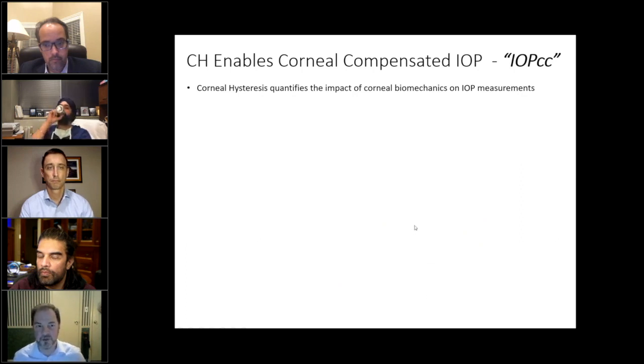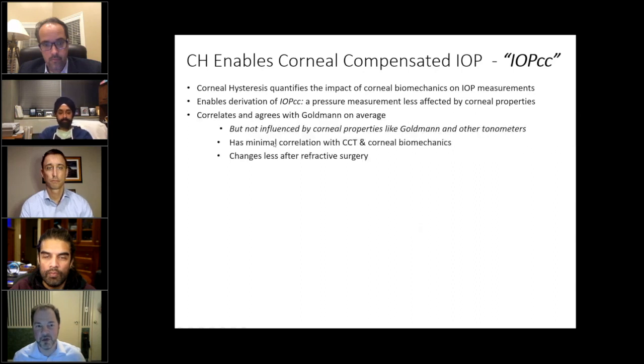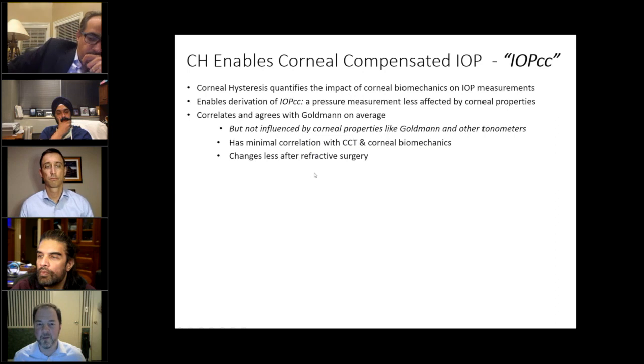This is a pressure measurement that is less affected by the biomechanics and the thickness of the cornea. It agrees with Goldmann on average, but it is not influenced by corneal properties like Goldmann tonometry is. So it's a Goldmann-like number that we believe is giving you something closer to the true pressure. And we like to think of it as how a Goldmann tonometer would measure if the Goldmann tonometer were not negatively affected by these biomechanics and other artifacts of the cornea.